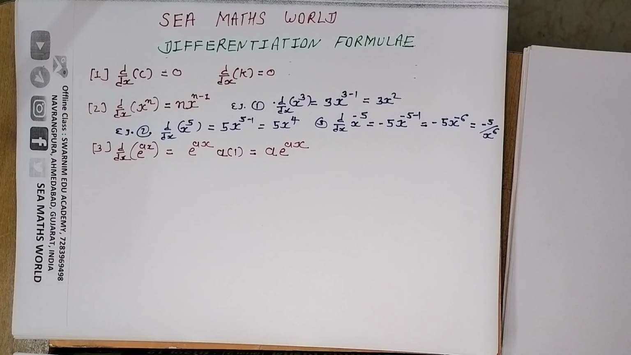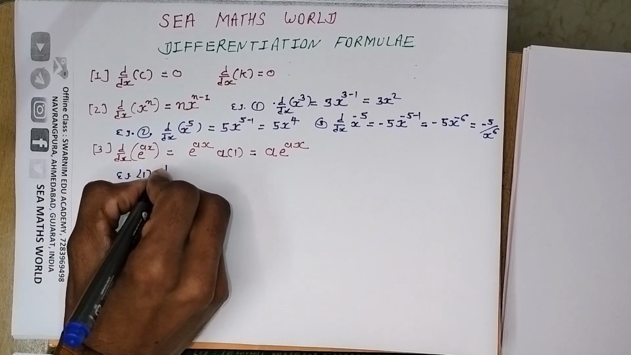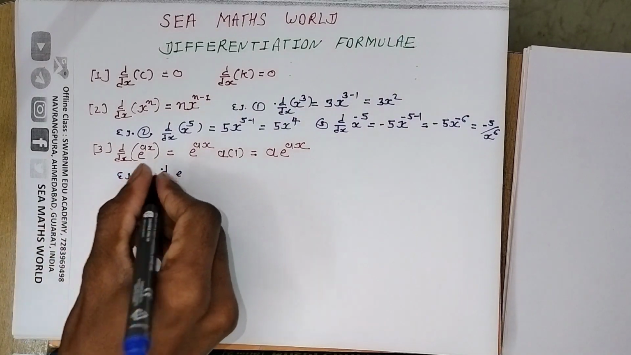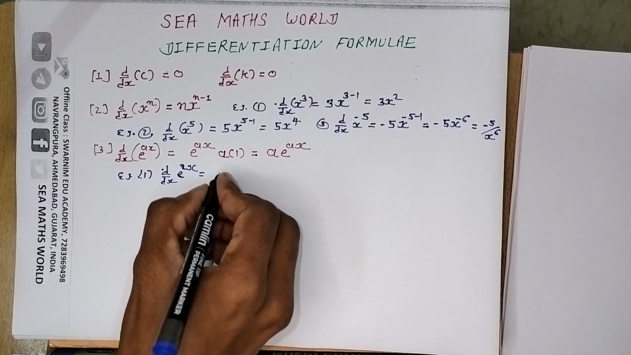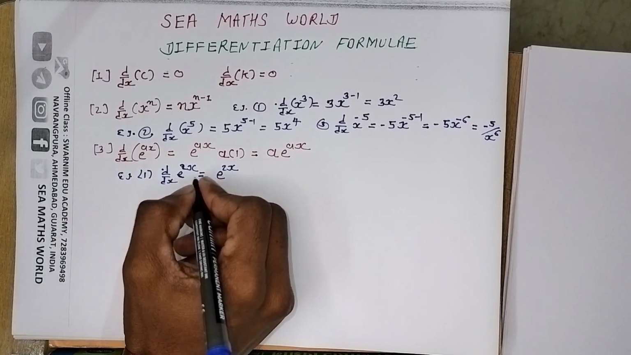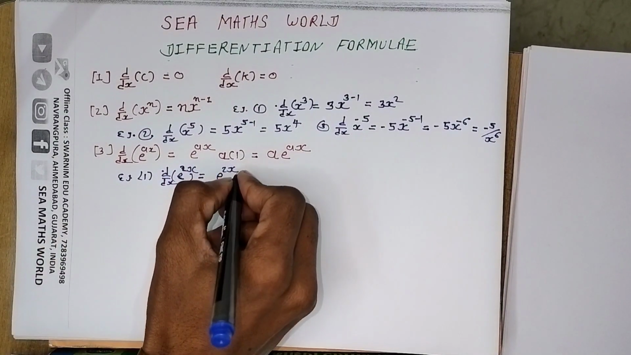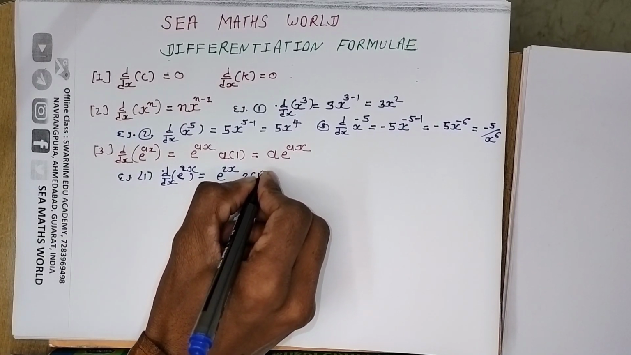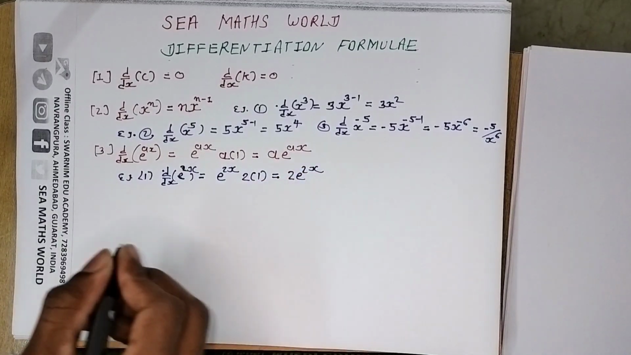Let's understand it through example. Differentiation of e raised to 2x. First of all, write down e raised to 2x according to formula. Then differentiate the power. Here power is 2x. So we'll do differentiation of 2x. So 2 as it is, x differentiation with respect to x is 1. So finally 2 into e raised to 2x.